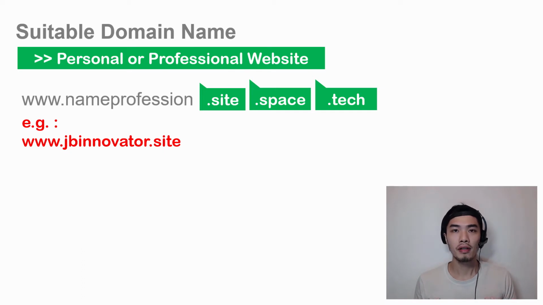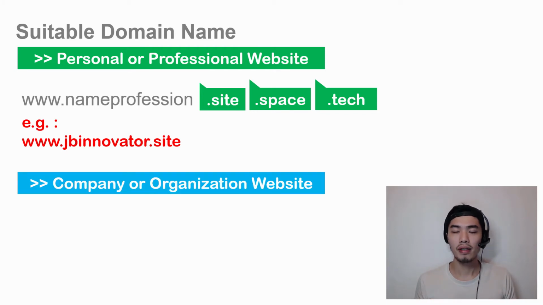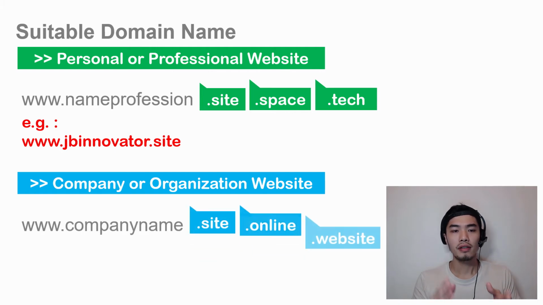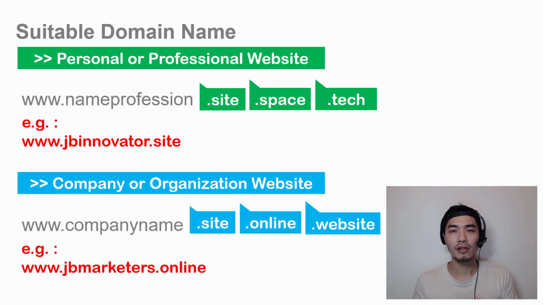So if you want to build a personal website or an individual professional website, you can go for your name, your profession, .site, .space, or .tech. For example, my website jbinnovator.site. If you're doing something very advanced, you can go for .tech. If you want to build a company or organization website, you can go for the company name, .site, .online, and .website. Normally people will go for .com, so I would suggest you replace it with .site, .online, or .website. For example, JB Marketers, my company name, .online.